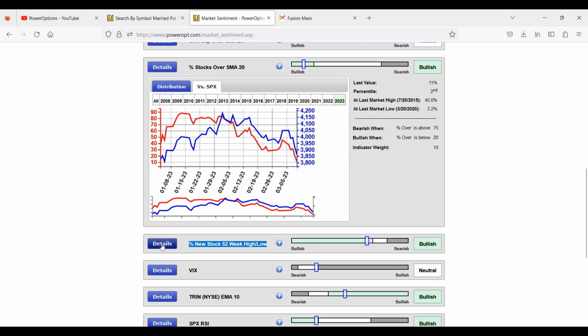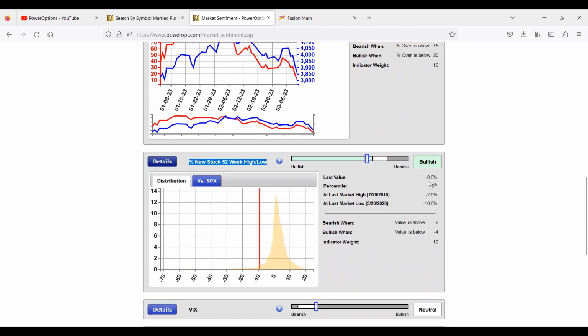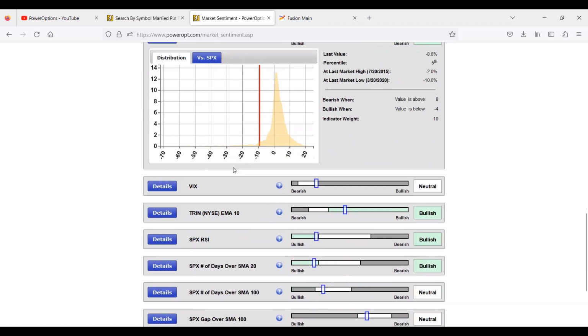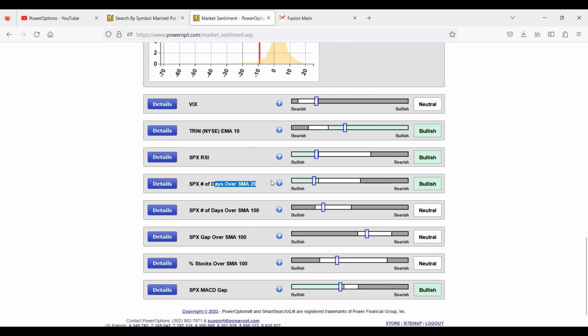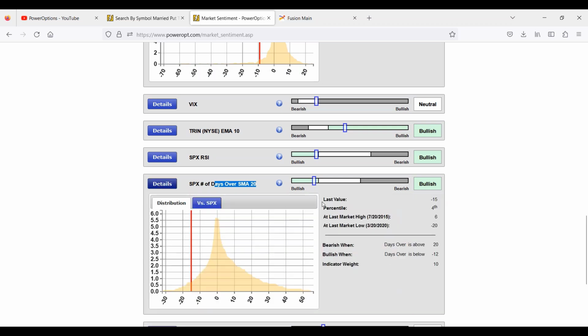Number of stocks hitting the new 52-week high, minus 8.6%. Okay, so new stocks hitting their 52-week high and low, we're seeing a dearth of those. The trend, of course, bullish. VIX is almost bullish. Number of days over the SMA 20: we've been down so much, of course, so we're 15 days below the SMA 20, it looks like, for SPX.